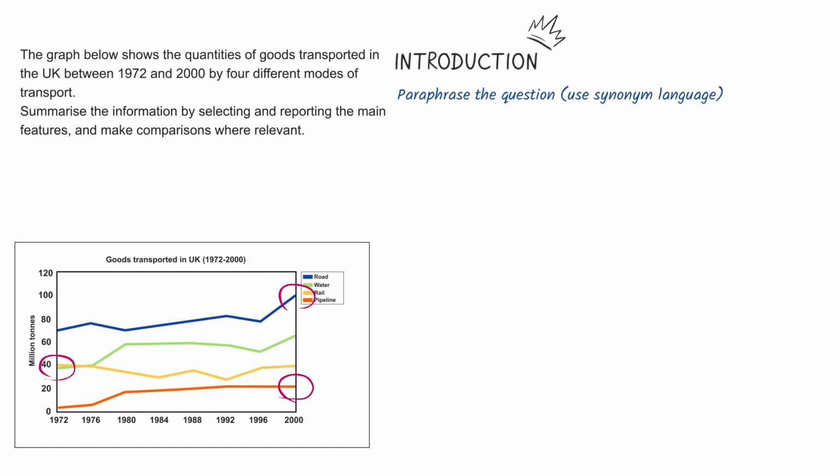The question is, the graph below shows. So we can use a synonym word instead of show, and demonstrate is a good word. So we'll start with the graph demonstrates. All right, demonstrates what? You know, in the question we have the quantities of goods transported. We have the quantities of goods.